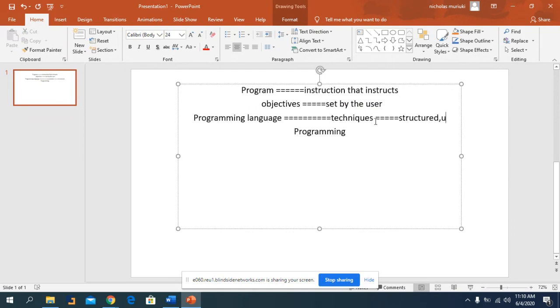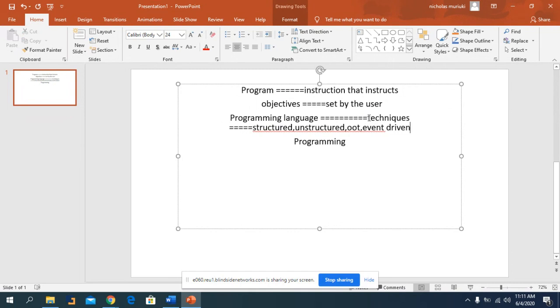We can look at unstructured technique. We can look at object-oriented technique or object-oriented technology. Maybe we need to look at event-driven technique, given that these are the classifications of this program. So in some cases in programming, we call them paradigms. These are paradigms of programming, or these are techniques of programming, or these are approaches of programming.